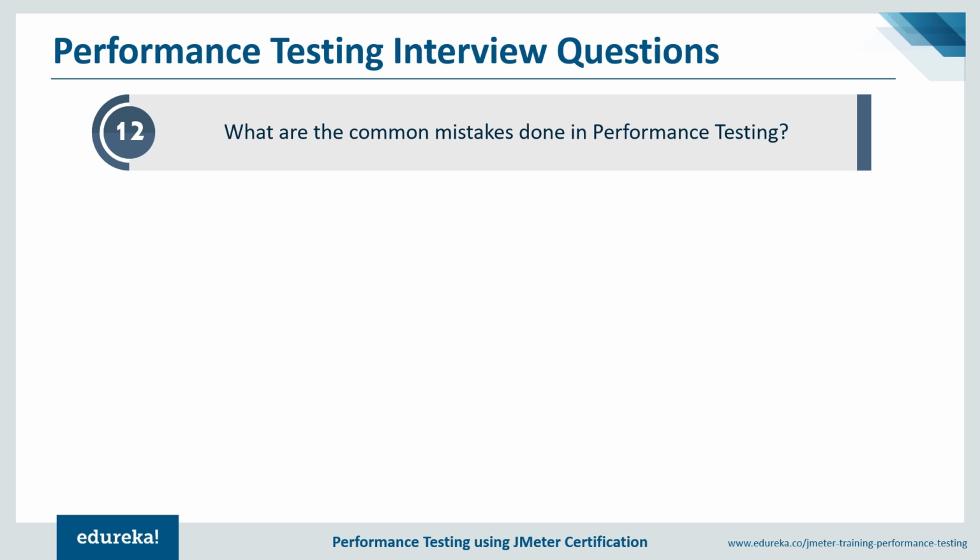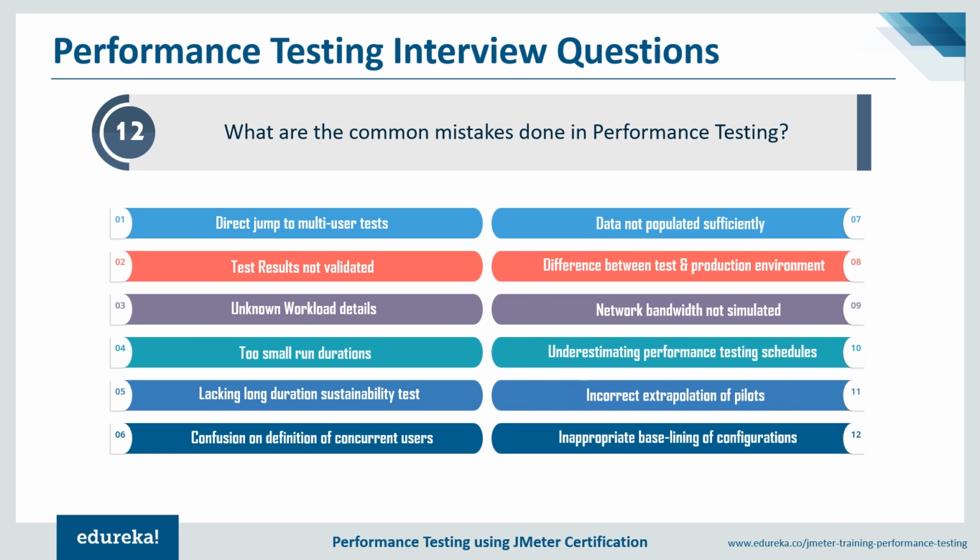Now, during performance testing, we should always take care of certain common mistakes that are usually made by the users. So let's have a look at some of those common mistakes. The first one is a direct jump to multi-user tests. Then we have test results not validated. It is always important to validate your test results before moving on. Next up is unknown workload details. You should always be aware of the workload on your software. Next is too small run durations. So your testing should not be too short. It should be at least of an average duration where you can figure out how your product is performing.